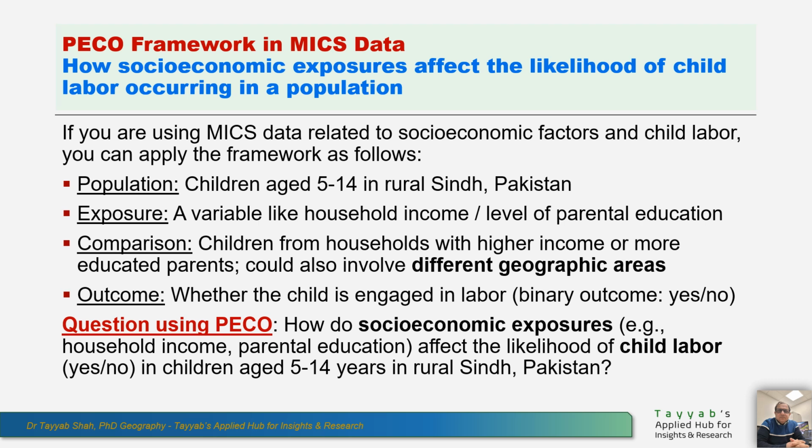And the fourth component is basically the outcome. So what is the outcome you have: whether the child is engaged in child labor activities. That variable most likely is binary, where the outcome is whether the child is engaged or not. So this is the situation we have. These are the four components of this framework.